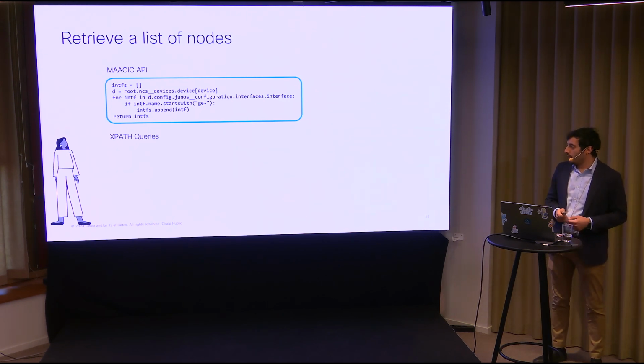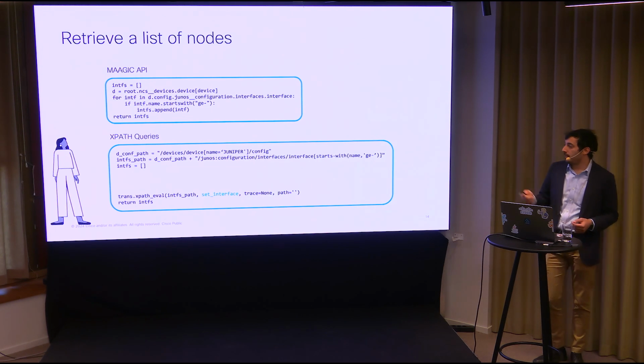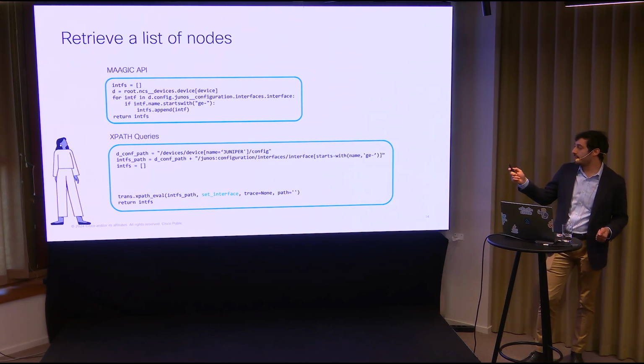How do we do that using xpath queries? It's very simple. The path is configuration interfaces interface, and here we have a keyword. Interface is a list, and we use the starts-with keyword to say, okay, give me all the interfaces under the interface list whose name starts with GE.